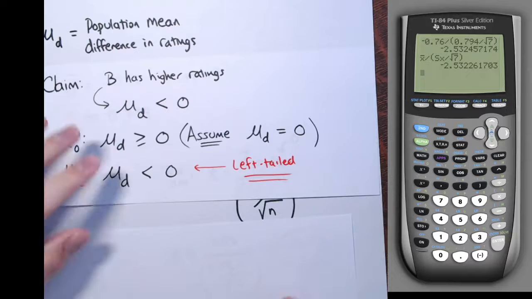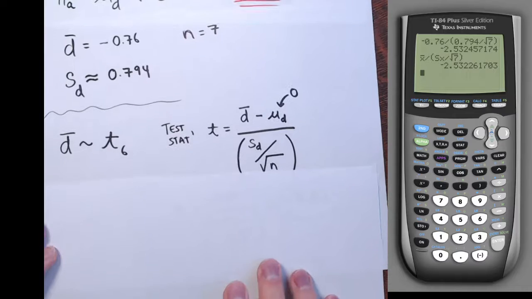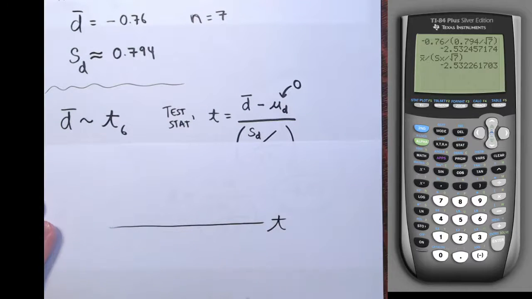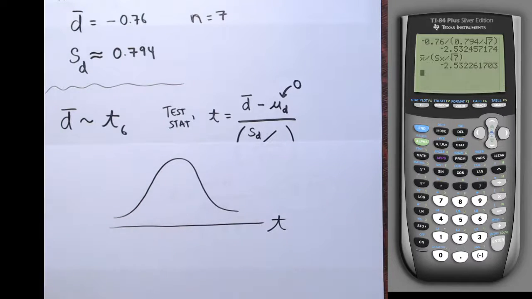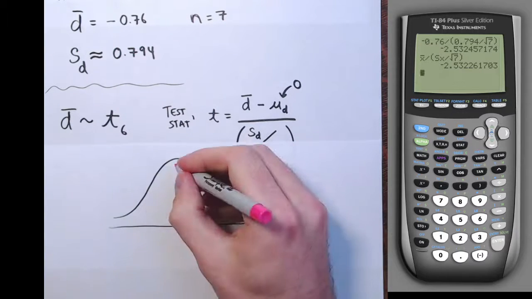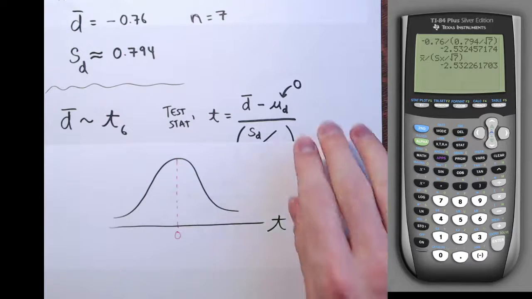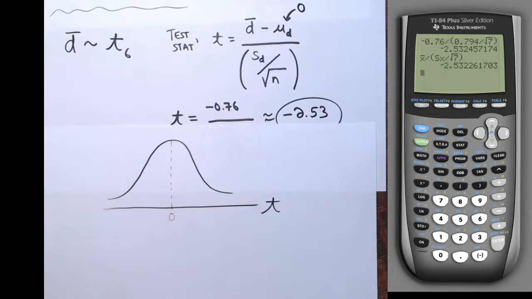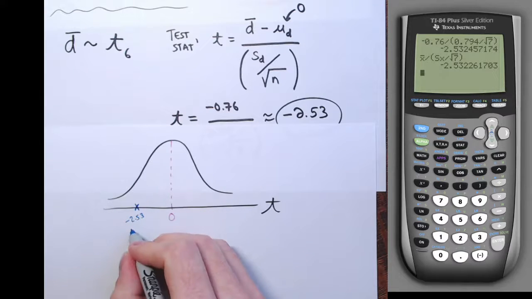So let me draw this distribution. All right, so I got again a t distribution with 6 degrees of freedom. So again, the horizontal axis here is t-scores, got a symmetrical bell-shaped curve above that. The t-score under the peak is 0. Our test statistic comes in at negative 2.53. So that'll be over here somewhere. All right, there's our test statistic.